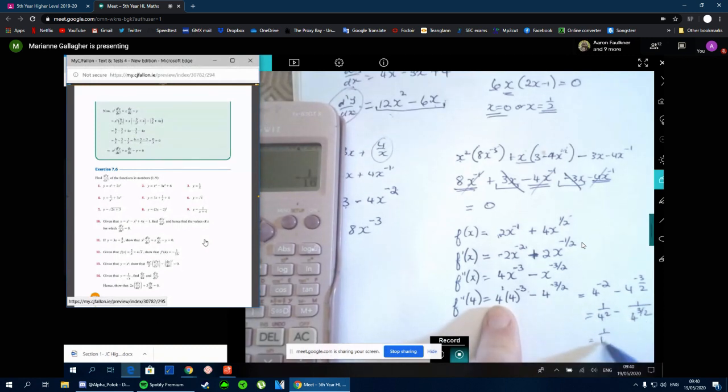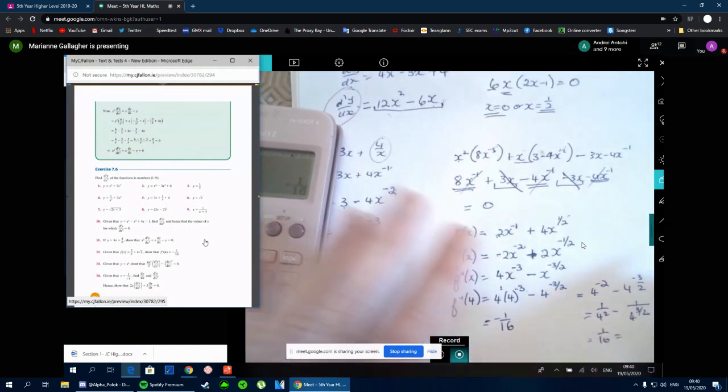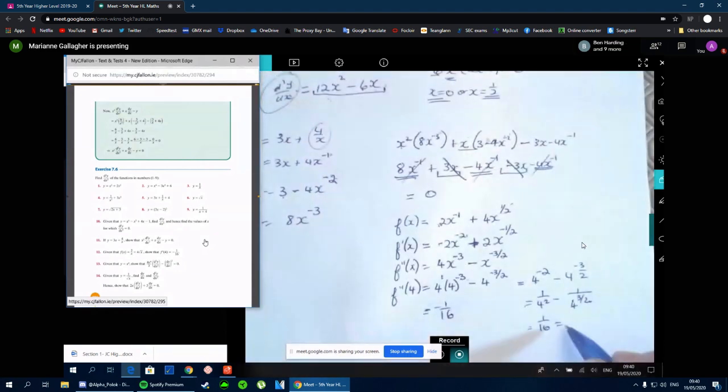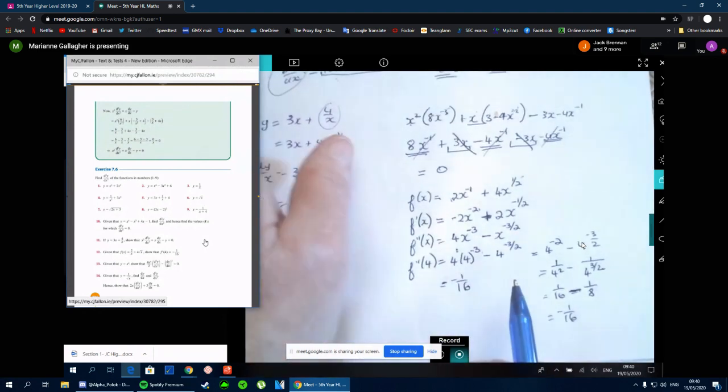4 squared is 16. 4 to the 3 over 2: 4 to the half is 2, because the square root of 4 is 2, and 2 cubed is 8. So you've got 1/16 minus 1/8, which is minus 1/16. So that's just subbing in then.